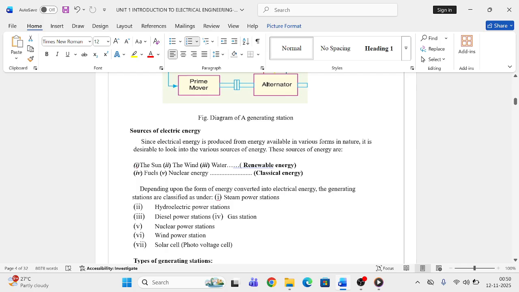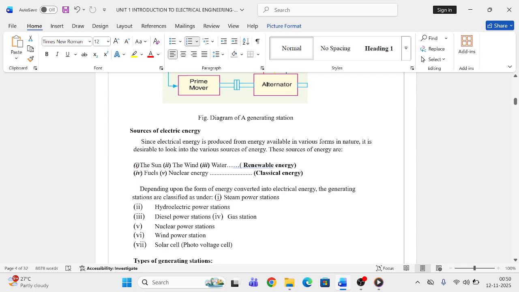Then what is hydroelectric power station? Hydroelectric power station means it converts the energy of flowing or falling water into electricity using turbines and generator. What is diesel power station? Diesel power station means in the diesel power station, diesel engines are used as a prime mover, is used to generate the electricity.